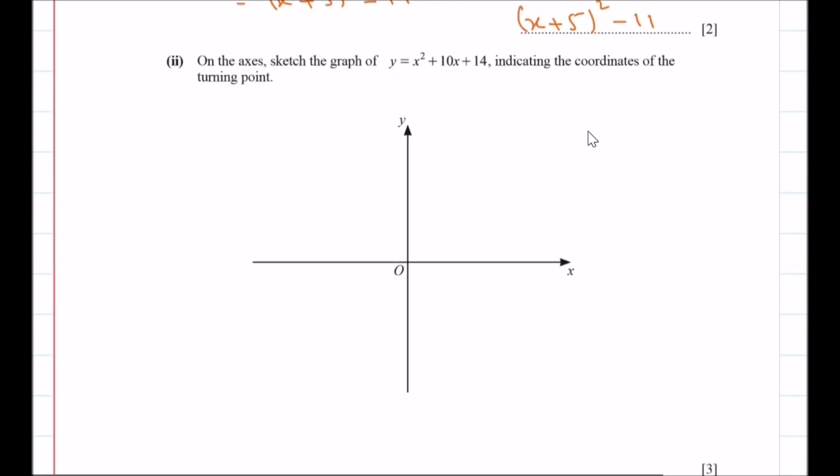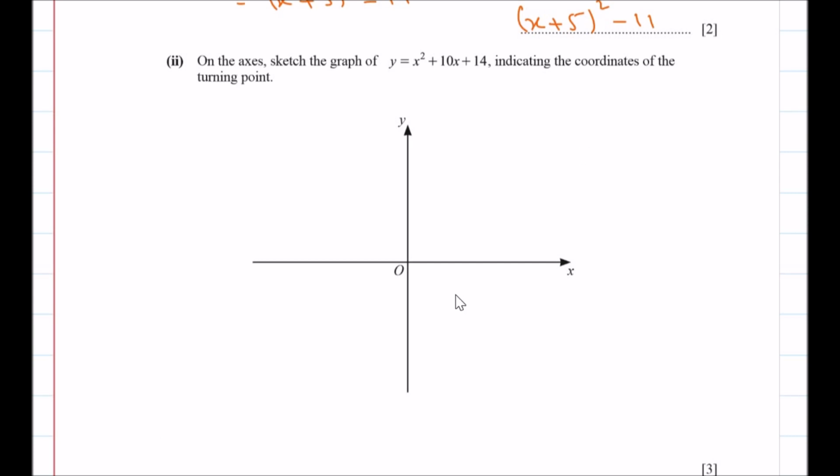Next, it says on the axis, sketch the graph of y equal to x square plus 10x plus 14, indicating the coordinates of the turning point. For sketching also I have made a video on YouTube and already shared. You can watch that video. I'll post the link of that video also in the description. So you can watch both the videos to learn how to sketch and how to complete the square.